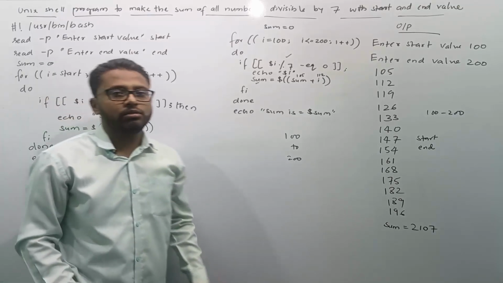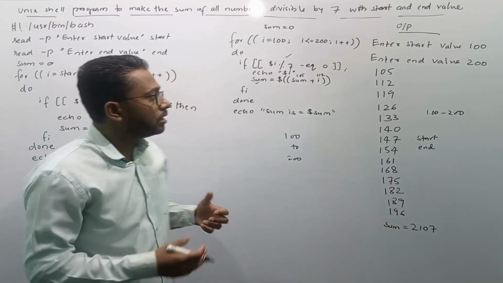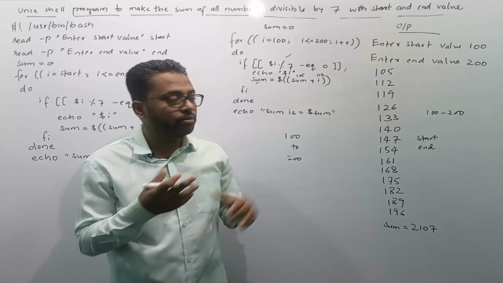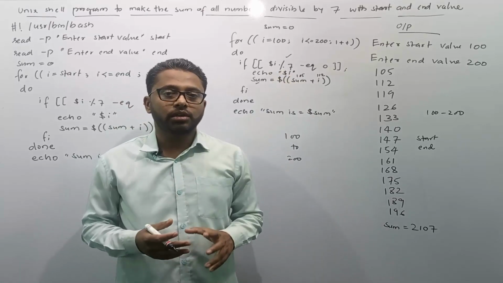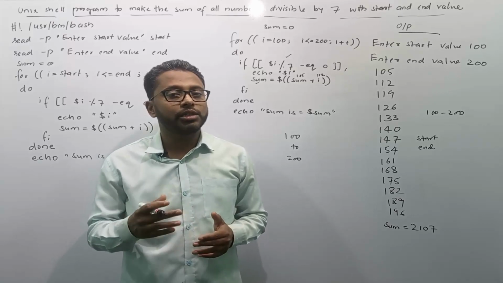Okay, so this is how we can write a Unix shell program which will find the numbers divisible by 7 within the range of 100 to 200, and make the sum of those numbers using a for loop. Okay, so that's everything about this program, guys.